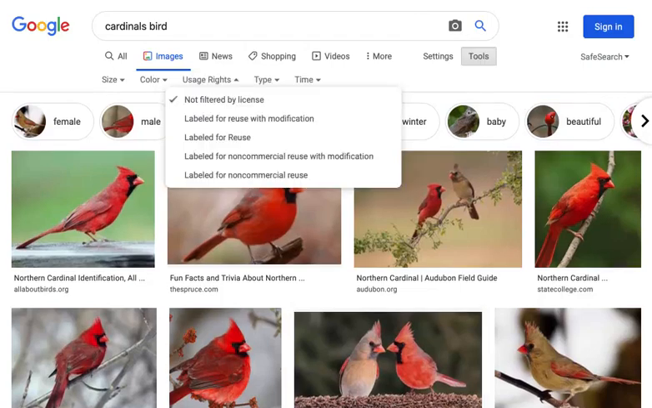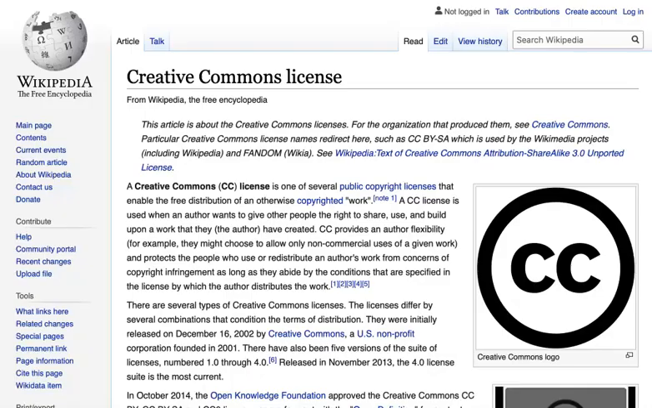The usage rights filter helps you find images that the creator is allowing to be used under something called a Creative Commons license. Creative Commons is a way for creators to allow others to use, change, and remix the images they've made. By searching for images that have a Creative Commons license and using and citing them appropriately, you can be sure that you are finding and using images ethically.